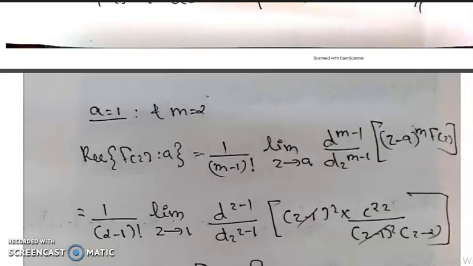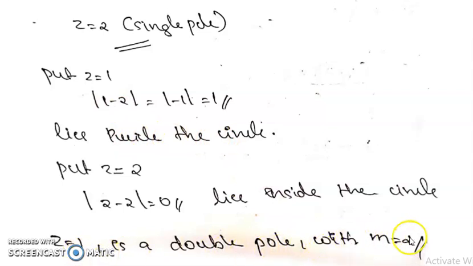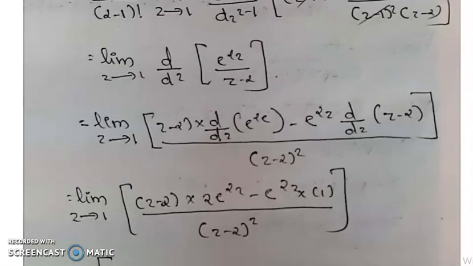For a equal to 1, m equal to 2. A equal to 1 is a double pole with m equal to 2. Double pole means m is 2. So you can find the residue on your own, similar to the previous question. Then you can eliminate the term e^(2z), z is 1. First you have to differentiate. Here you have (z − 2), d/dz, so you can differentiate it using the u by v form.